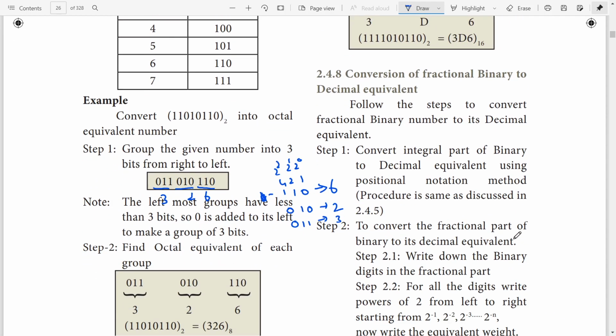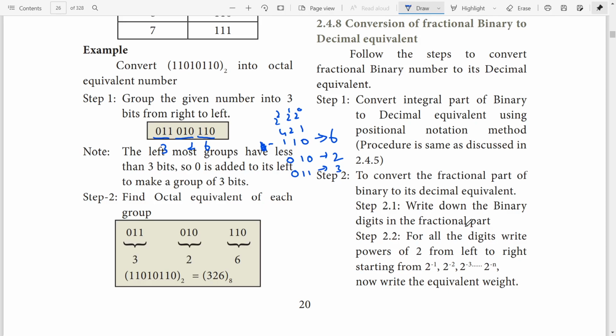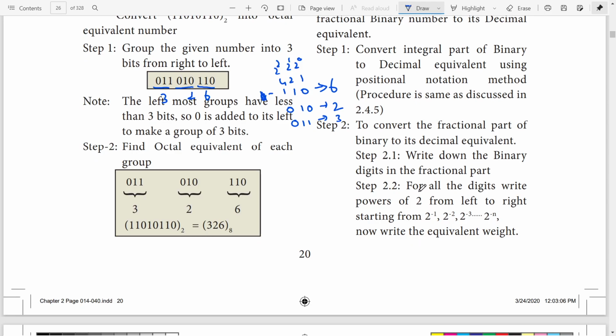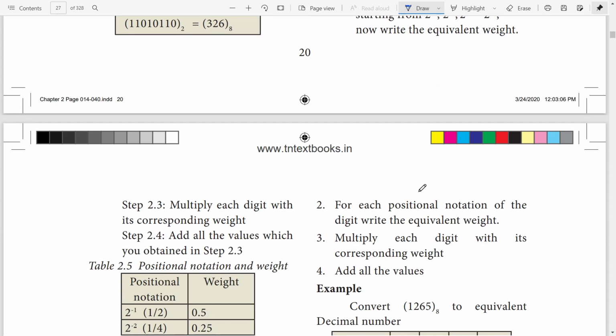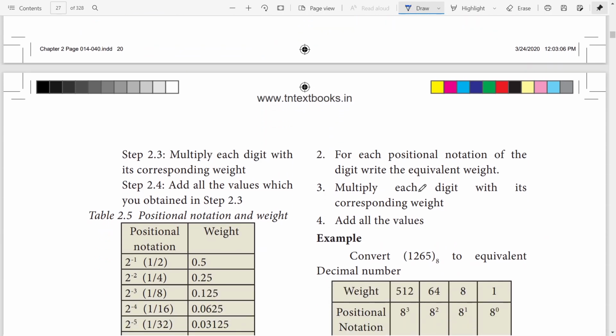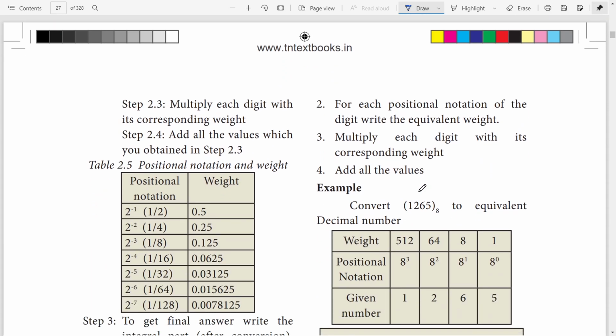Fractional binary to decimal equivalent. Follow the steps to convert the fractional binary number into its decimal equivalent. Convert the integral part of binary to decimal equivalent using the positional notation method. To convert the fractional part of binary to its decimal, write down the binary digits of the fractional part. For all the digits, write power of 2 from left to right starting from 2 power minus 1. Write its equivalent weight. Multiply each digit with its corresponding weight. Add all the values which you obtain in the previous steps.